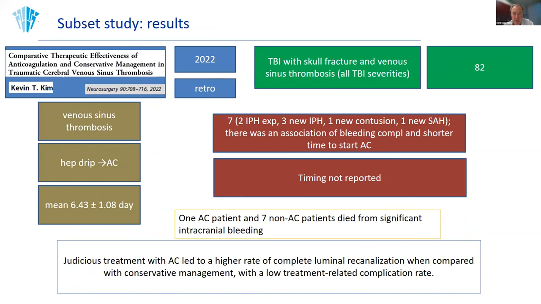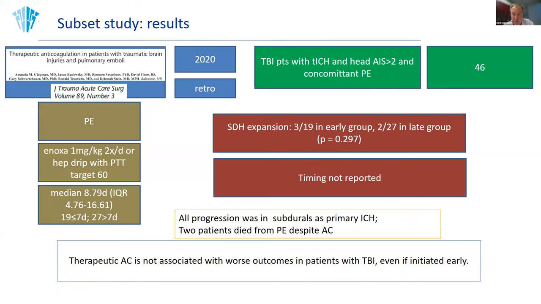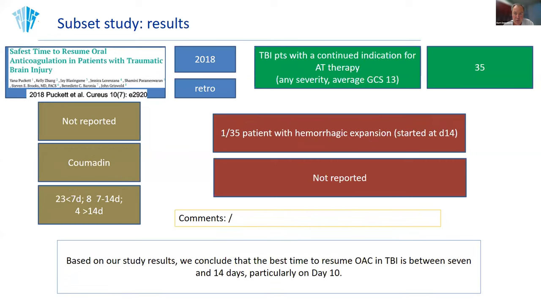This is a study on 82 patients, about 10% had a hemorrhagic complication. They had a mean start date of 7 days, and there was a clear association of bleeding with shorter time to start the AC. These are 72 patients, about 10% again had worsening scans, but without neurological worsening. The progression patients had a median start date of 5.5. When there was no progression, it was a median start date of 10. These are 46 patients, and all the expansions here were seen in subdural hematomas, 3 in the early group, 2 in the late group, and there was no difference between both groups.